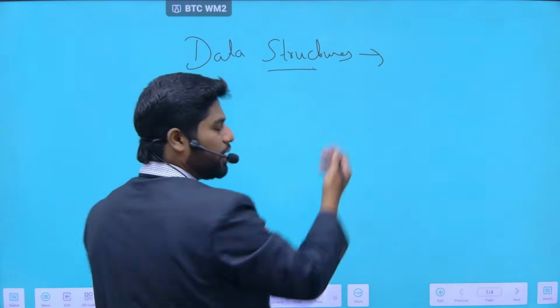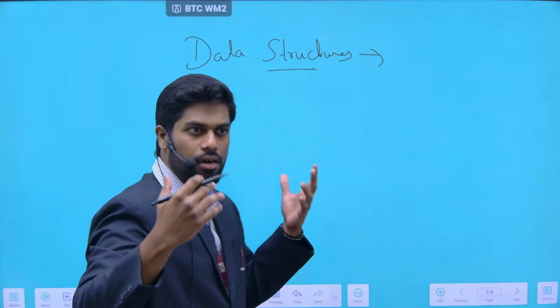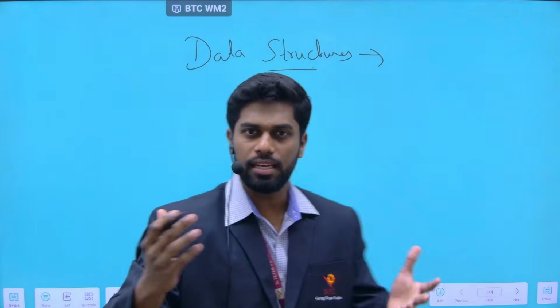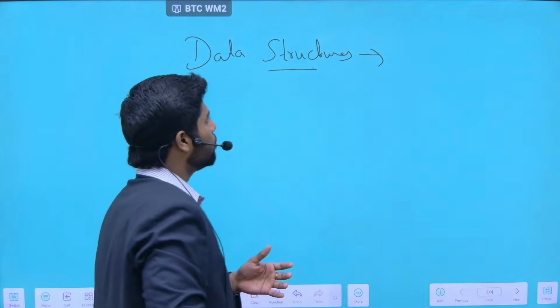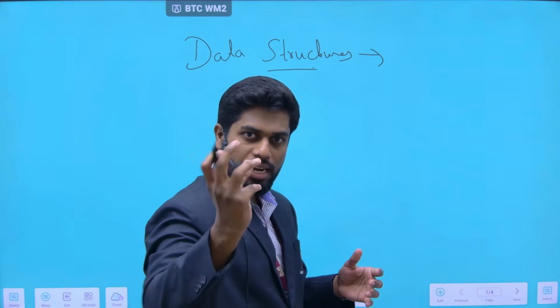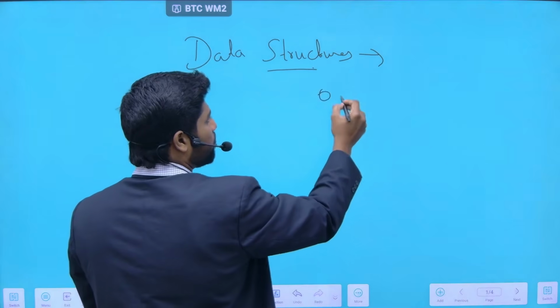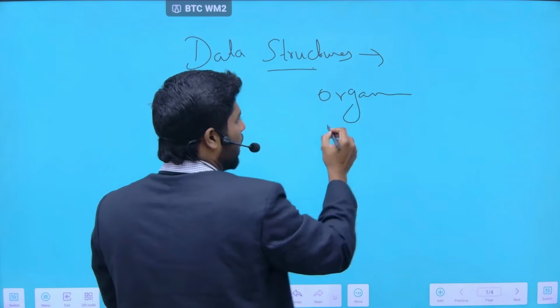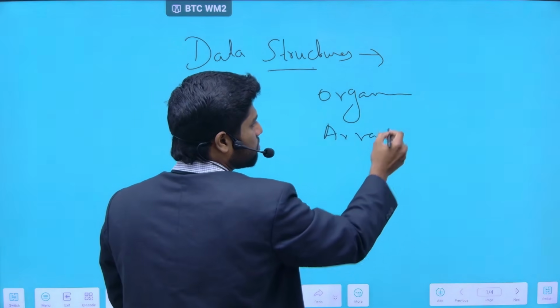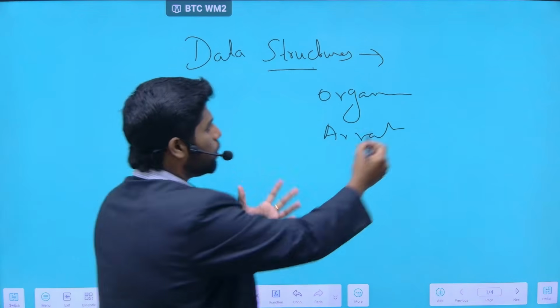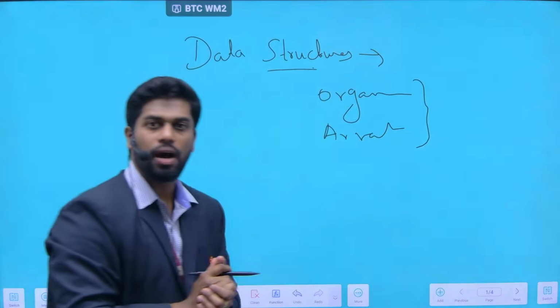The data may be any characters, integers, or anything. It can be any images. So we need to structure this data. What is the other name for structure? It may be organizing, arranging. So how will you organize data? How will you arrange data?